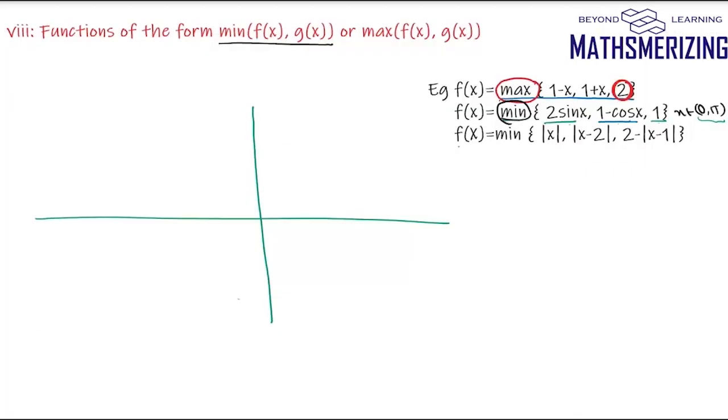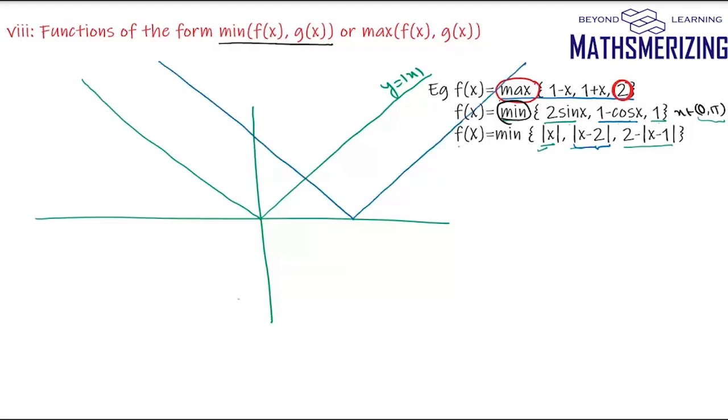So the third example is fx equals minimum of mod x minus 2 and 2 minus mod of x minus 1. So first I'll draw the graph of mod x. So that's the graph of y equals mod of x. Next I'll draw the graph of y equals mod of x minus 2. So it'll be the same graph of mod x, but then I need to shift this graph plus 2 units along x-axis. So that's the graph of y equals mod of x minus 2.